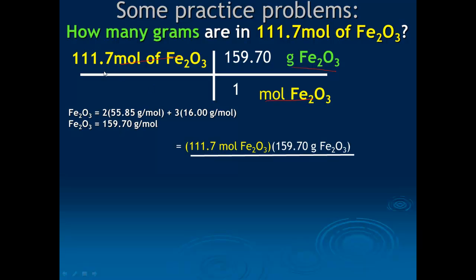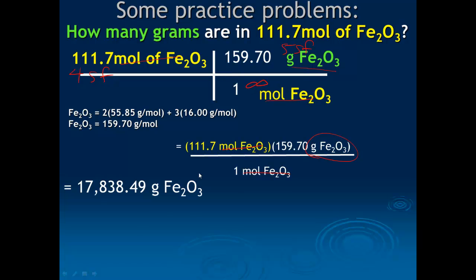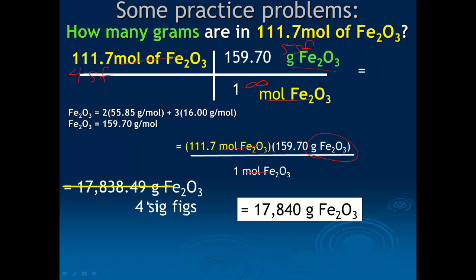Do the math, multiply the numbers across the top, divide by the numbers across the bottom. I get my moles canceling. I'm left with my proper units of grams. So I set up the problem correctly. This is what the calculator spits out. I want to check my sig figs. This is 4 sig figs right here. This one is 5 sig figs, and of course infinite. So I want to round this down to 4 sig figs, which is my least. And that's what we get, 17,840 grams of iron 3 oxide for the answer.